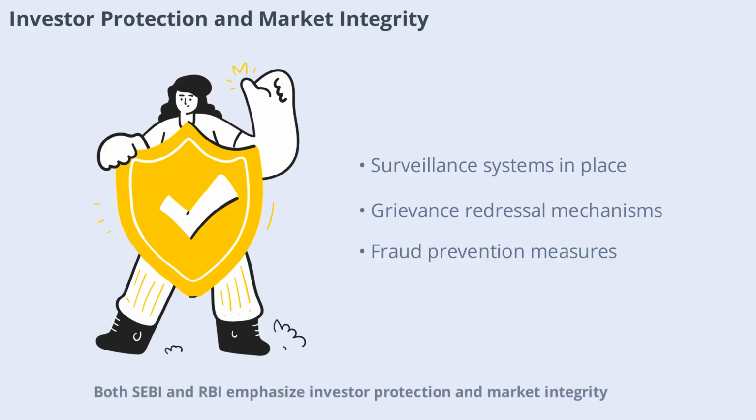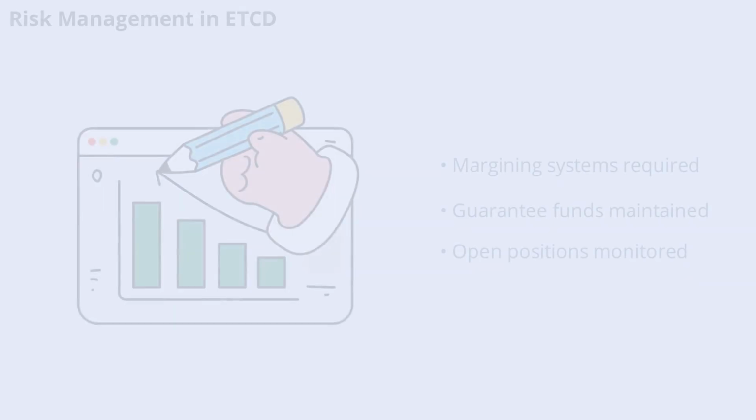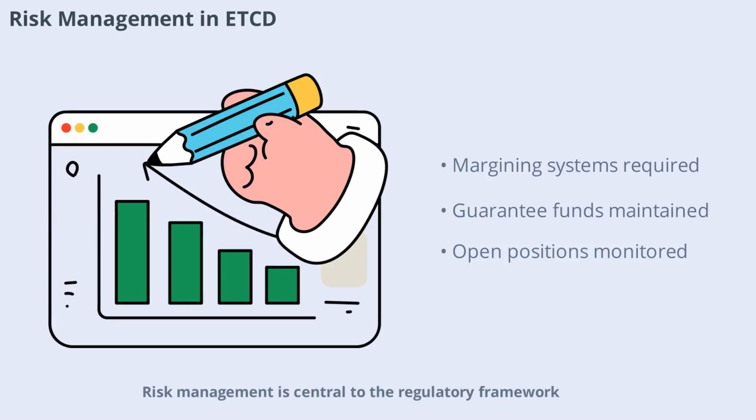Both SEBI and RBI emphasize investor protection and market integrity. Guidelines cover surveillance, grievance redressal, and prevention of fraudulent practices. Exchanges and clearing corporations are required to implement robust systems to monitor trading and ensure that all participants act fairly and transparently. Risk management is central to the regulatory framework.